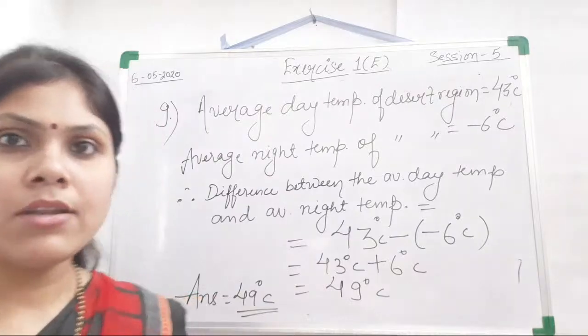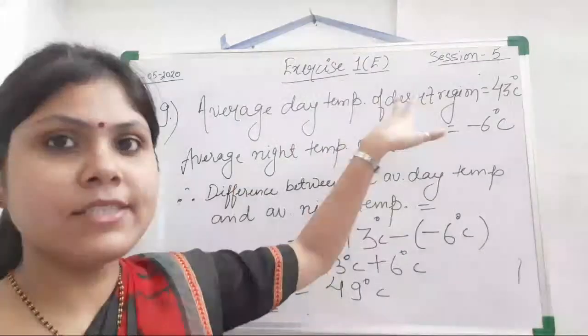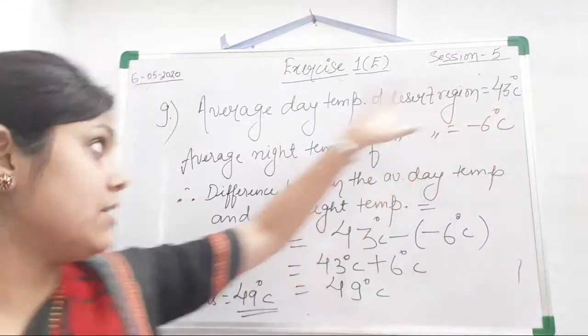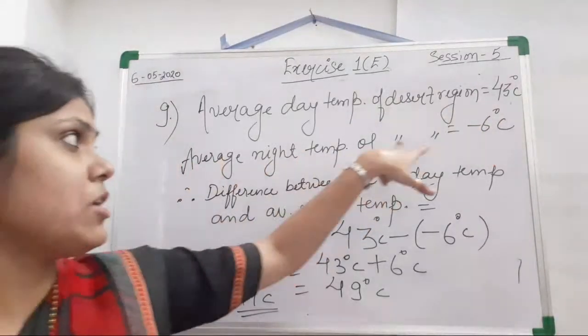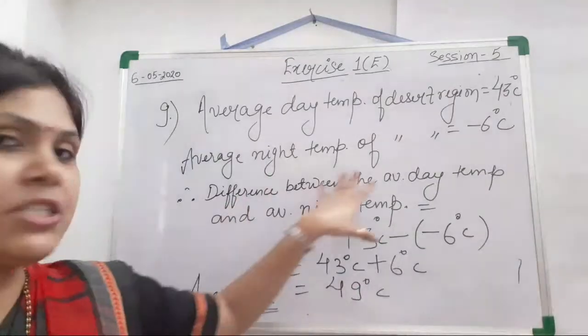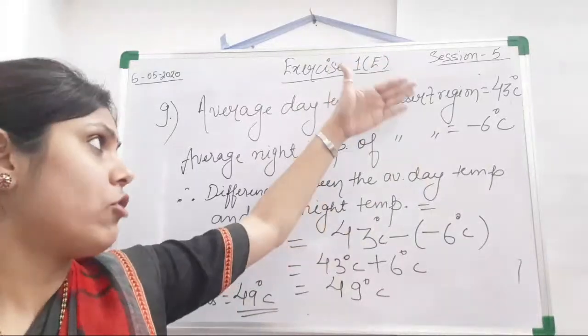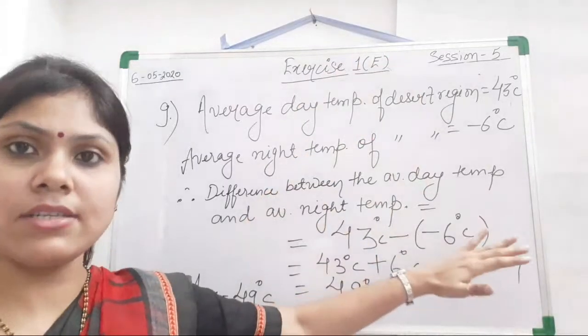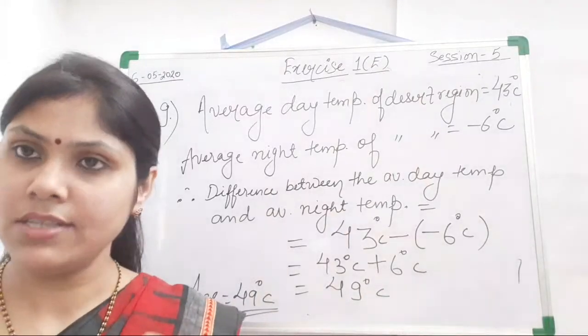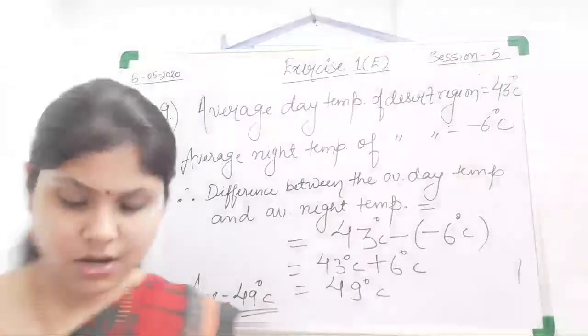Fine. Now, average day temperature of desert region, I have written 43 degrees Celsius. Average night temperature of desert region is minus 6 degrees Celsius. Now difference between their temperature, 43 degrees Celsius minus minus 6 degrees Celsius, minus minus becomes plus, answer will come 49 degrees Celsius.